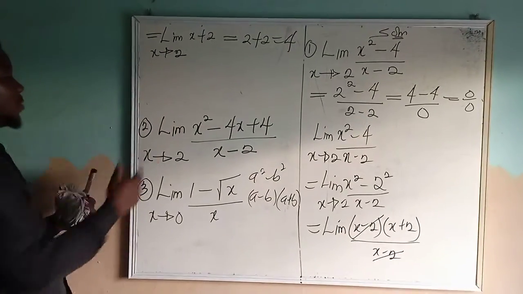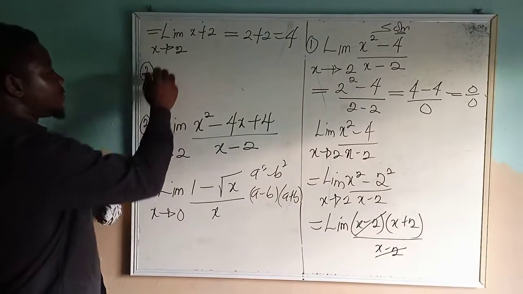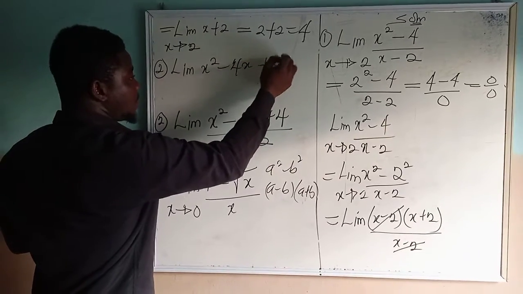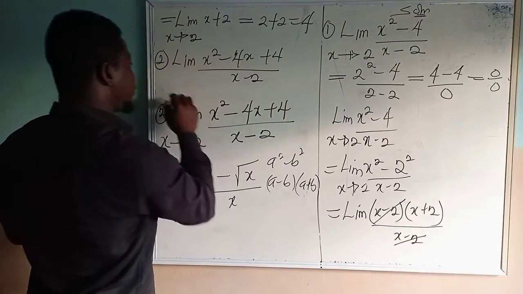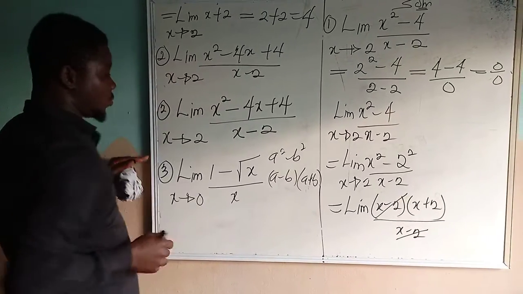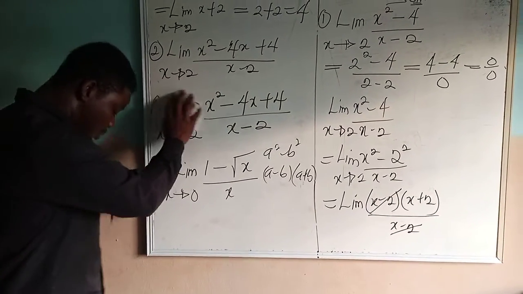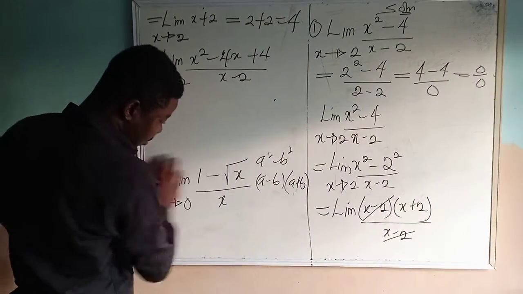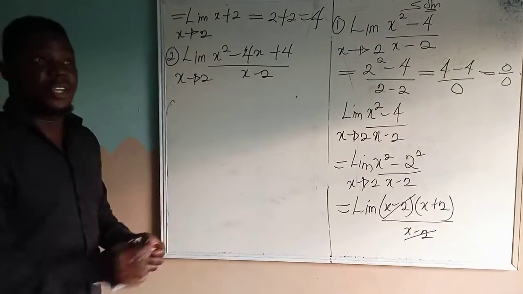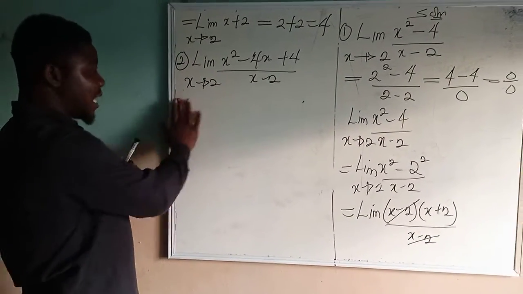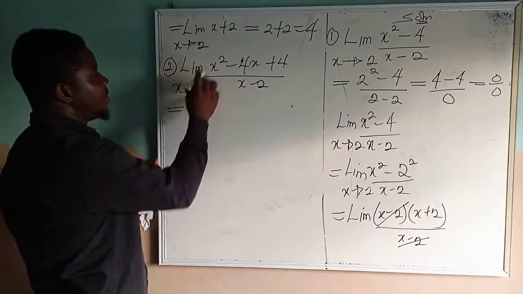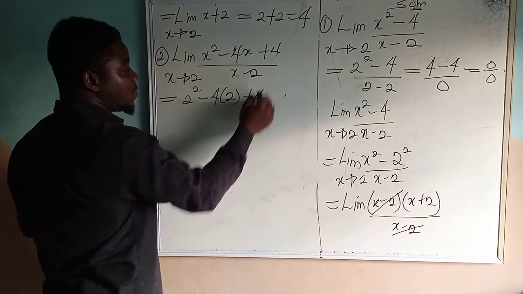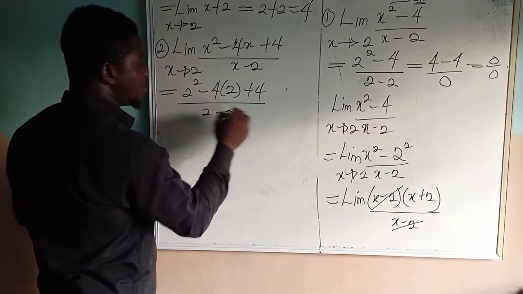We're going to do the same thing for problem 2, which is limit of x to power 2 minus 4x plus 4 all over x minus 2 as x tends to 2 as well. Now the first thing you do is to substitute directly. So substituting directly here, this gives us 2 raised to the power of 2 as usual, minus 4 multiplied by 2 plus 4 all over 2 minus 2.